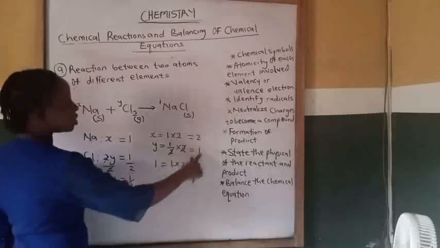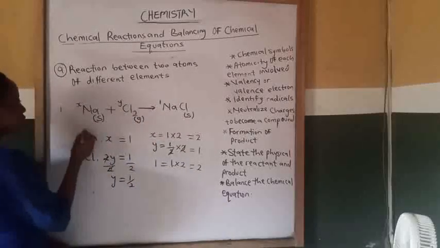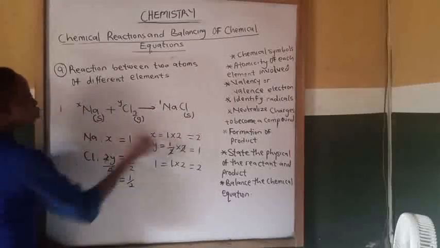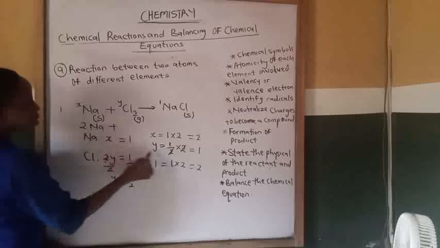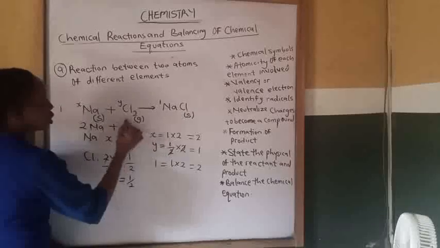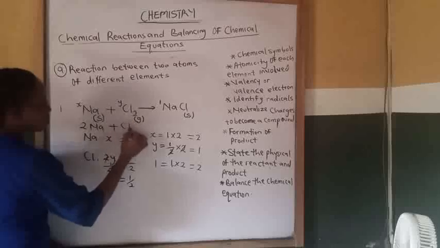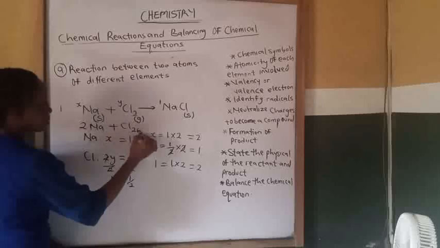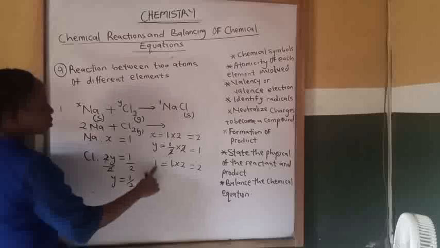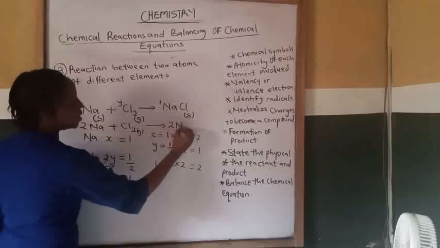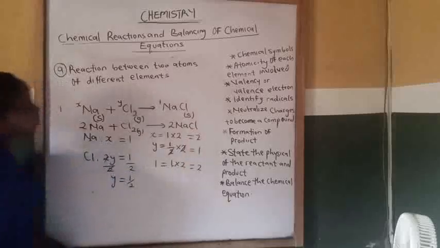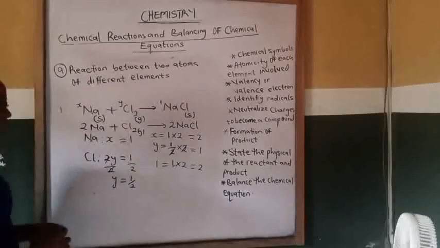Now substitute the following values into your equation. My x is what? 2 now. It will now be 2Na plus my y is 1. So 1 times Cl will still give me Cl2 gas. Then equal to my 1 is what? It is now 2. So it will now be 2NaCl.